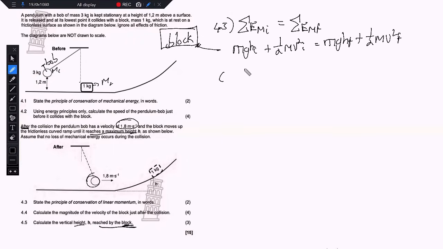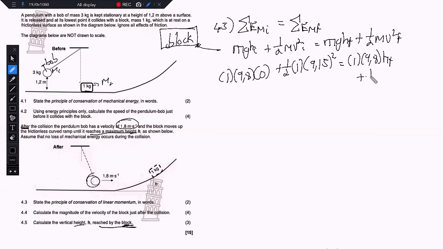So mass of the block is 1, gravitational acceleration 9.8, and then height initially at this point, when it was still here, the height was 0, because as we can see, it was still on the surface there, and then plus half, the mass is 1, but then the initial velocity at that point is 9.15 squared. So just after it collided with the pendulum bob. And then is equal to, mass is 1, 9.8, and then height finally, that's what we are looking for.